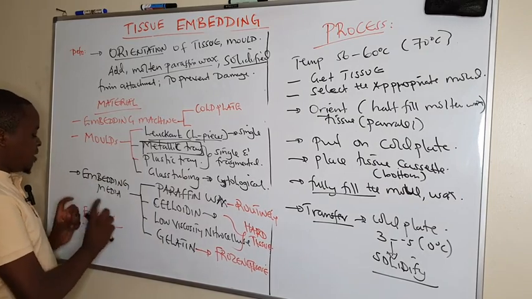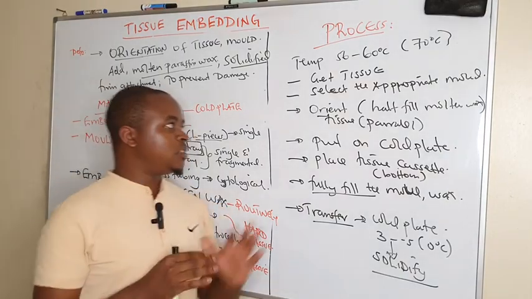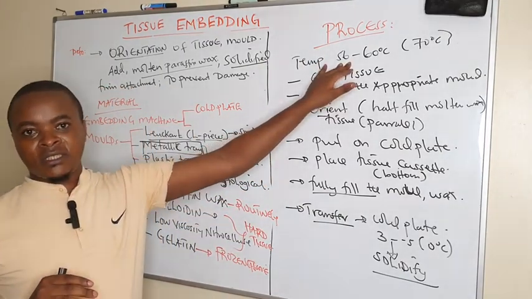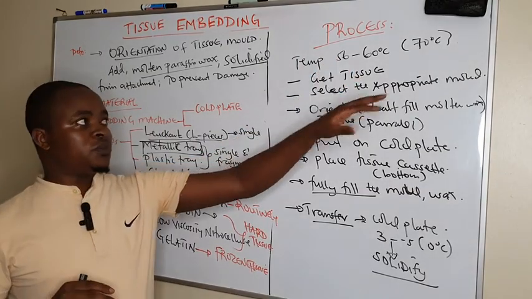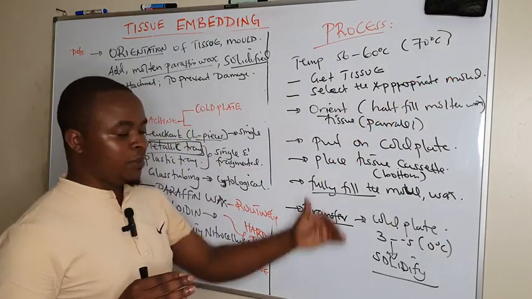Then we have seen also we need to use clean forceps maintained at a temperature between 56 to 60, which sometimes we can maintain at 70 degrees centigrade, and we have seen the process.